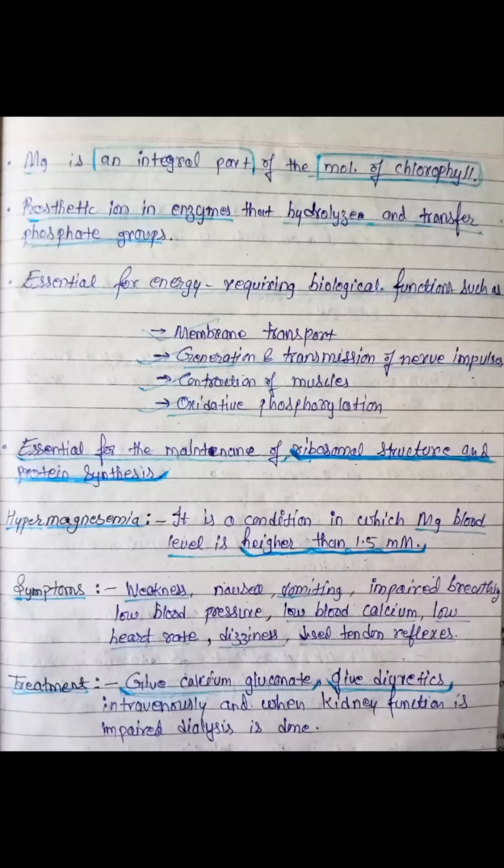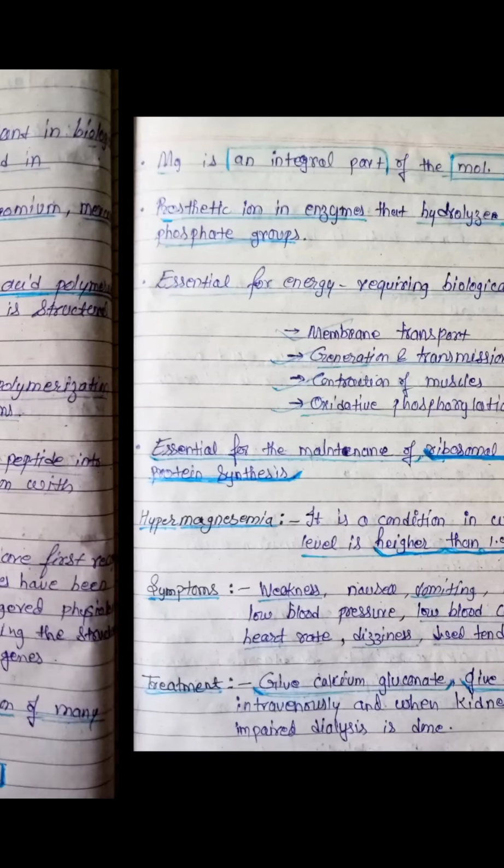Hypermagnesemia is a condition in which Mg blood level is higher than 0.5 mm. Symptoms are weakness, nausea, vomiting, impaired breathing, low blood pressure, low blood calcium, low heart rate, dizziness, and decreased tendon reflexes. Treatment is to give calcium gluconate, give diuretics and fluids intravenously, and when kidney function is impaired dialysis is done.